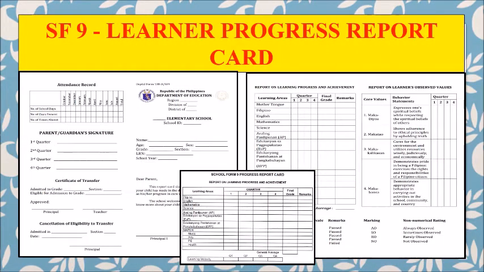School Form 9 or SF9, the Progress Report Card, is what we formerly knew as Form 138. Description: individual academic, behavioral and attendance report by quarter, to be prepared by the class advisor. Mode of preparation: manual, quarterly.